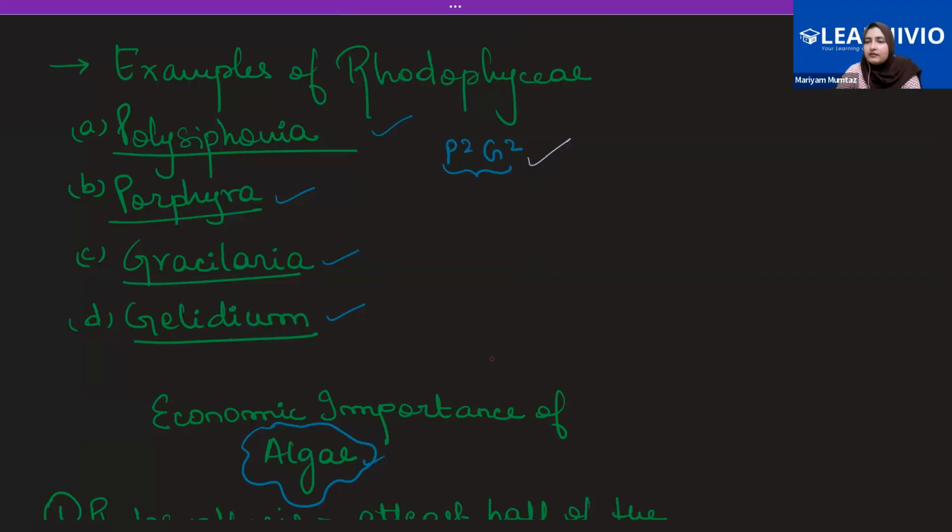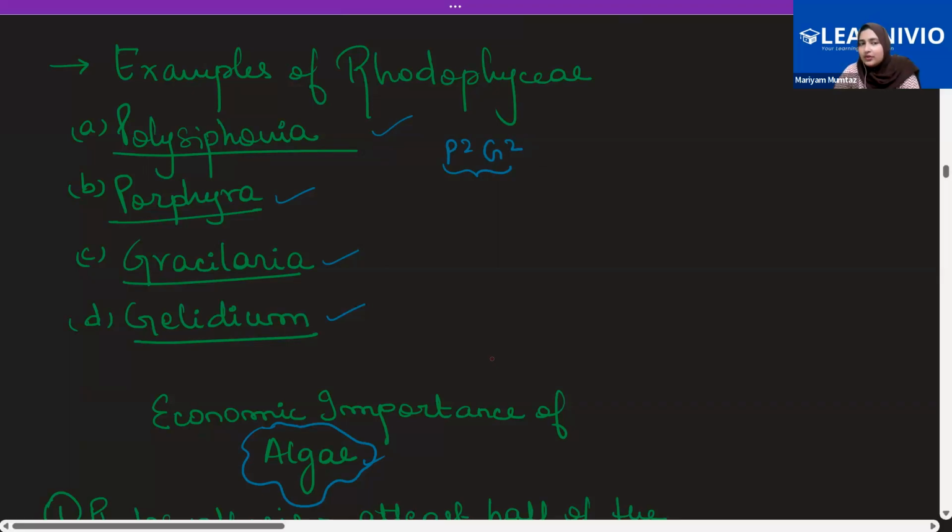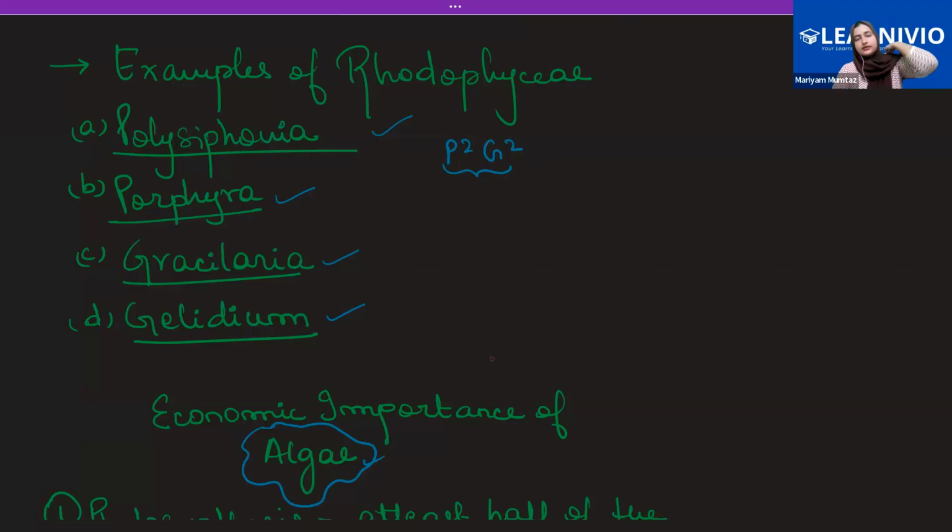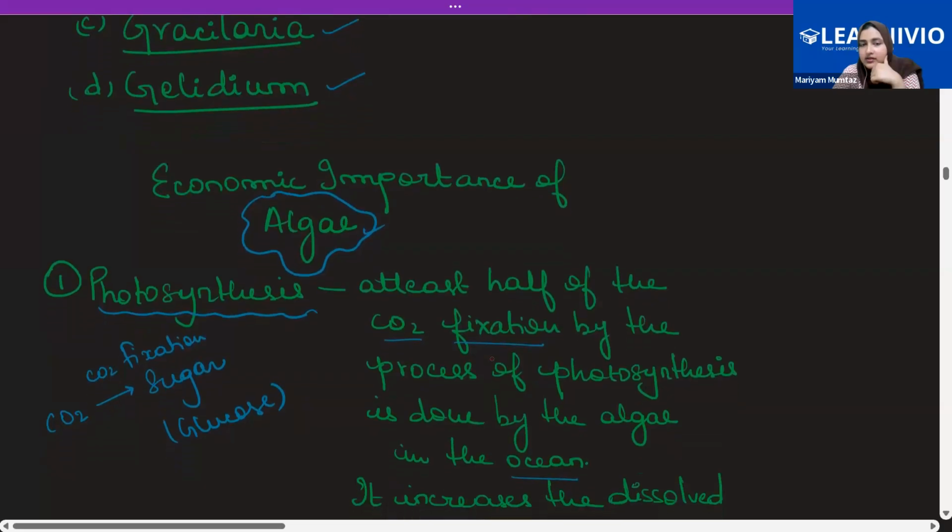Okay? When I was in class 11, I used to learn it like P squared G squared: Polysiphonia, Porphyra, Gracilaria, Gelidium. Okay? So with this, we have completed the different classes of algae. Now see, algae are very useful to us. They're very important for human use also. How? Let us see their economic importance.